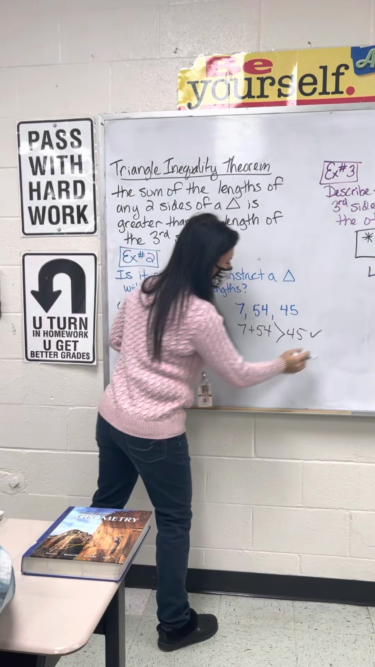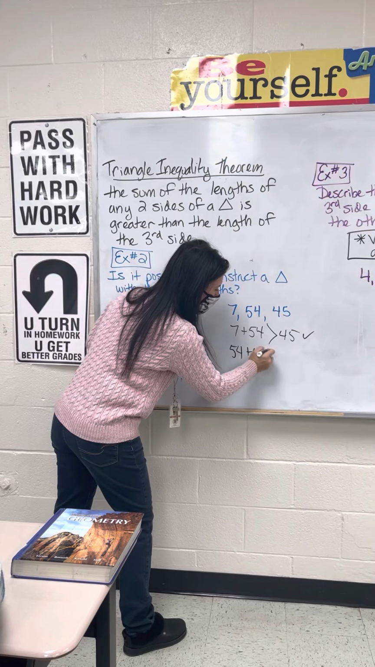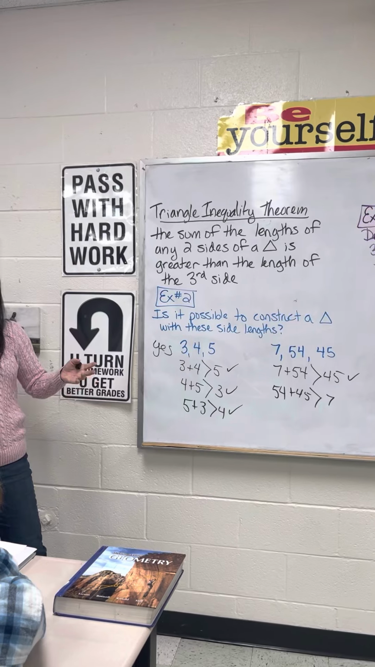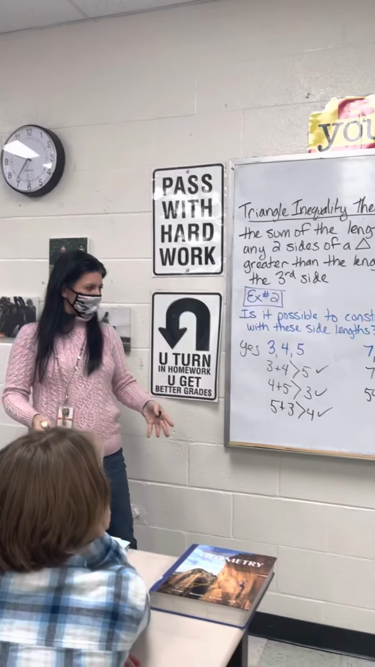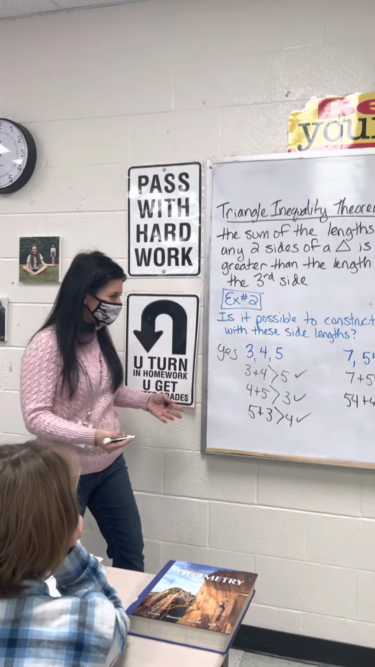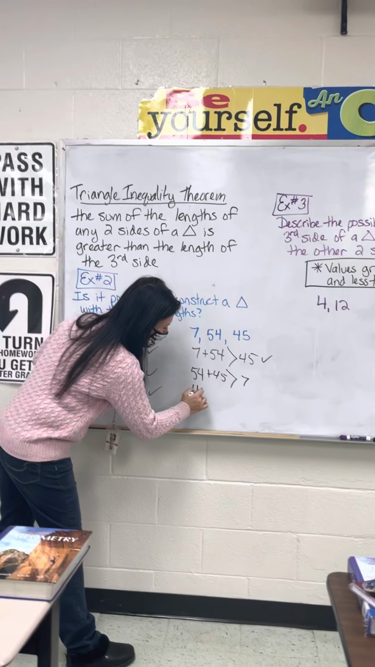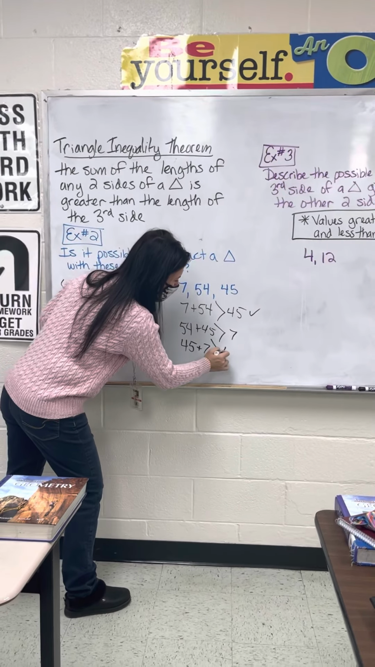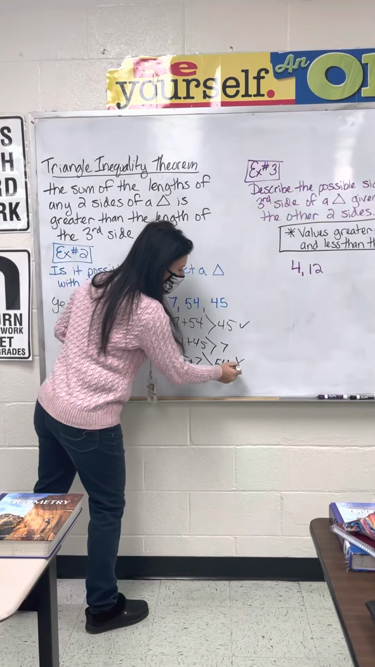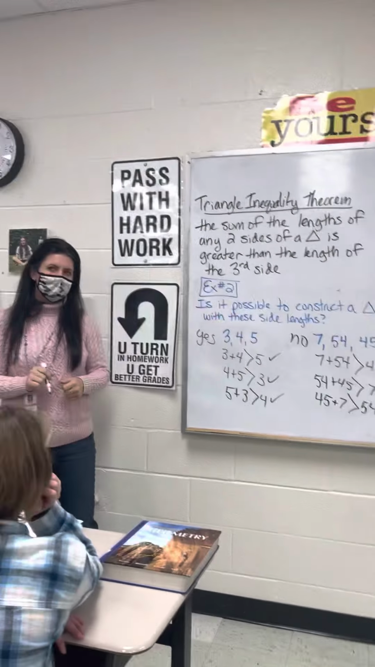That works. Is 54 plus 45 bigger than 7? I mean, you don't even have to do that. Hopefully that's a real quick eyeball thing. Definitely. The one I'm missing is 45 plus 7. Is that bigger than 54? No. Because this one scenario doesn't work, that means no, it can't form a triangle.